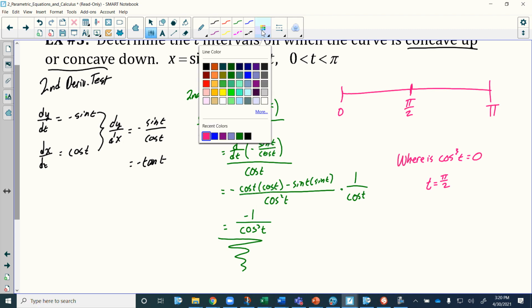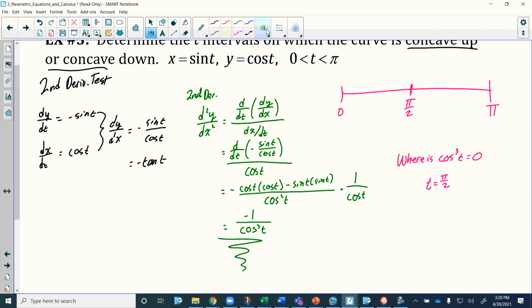So if I pick something to the left of pi over 2, let's say our candidates test, let's say pi over 4. Well, substituting pi over 4, cosine of pi over 4 is radical 2 over 2. Now if I cube it, I get a positive number, and I have a negative number overall in the second derivative, so that's going to give me a negative value here.